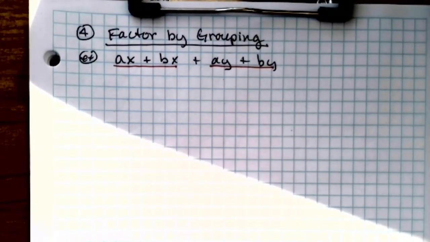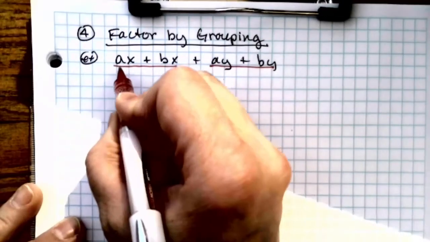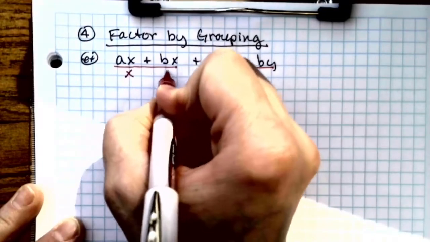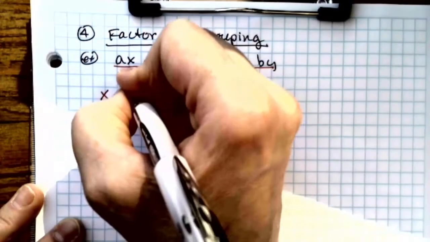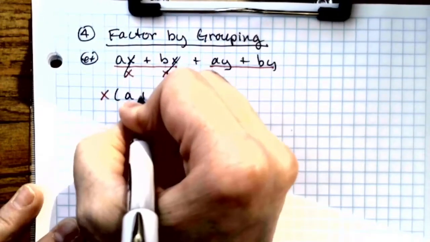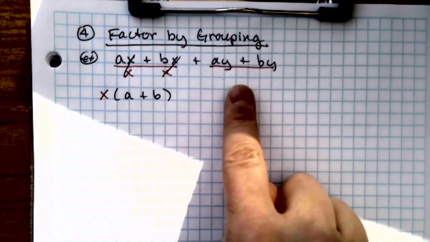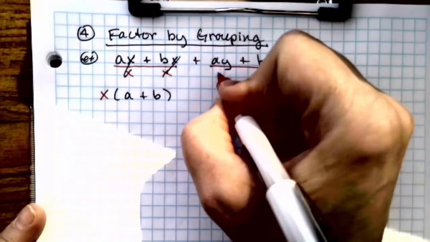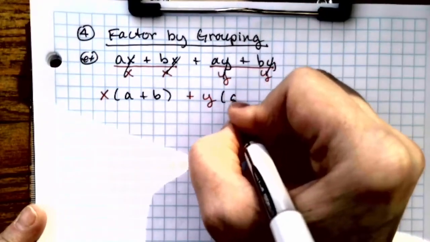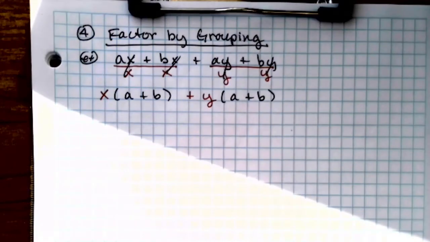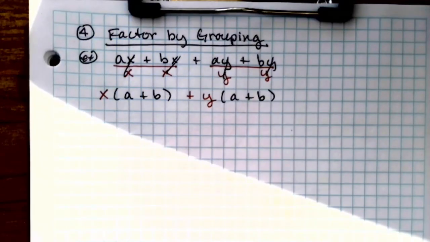Then you divide out whatever you can out of those 2 numbers. So out of ax and bx, I can take an x out of both of them. The x goes to the front, and I'm left with a plus b. On the second pair, I can take a y out of both of them. So we put a positive y at the front, and we get a plus b. This is exactly like dividing out a monomial, our first factor pattern, just you're doing it in pairs.